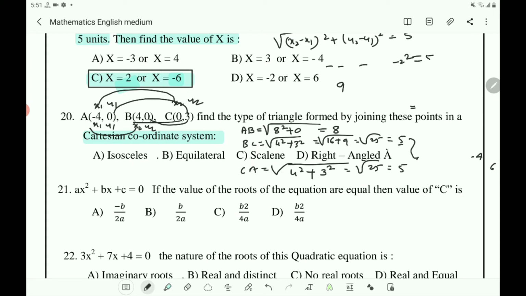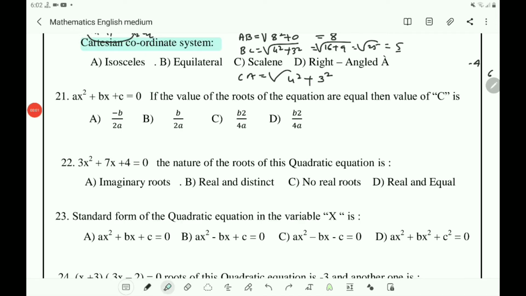So here two sides are equal. Two sides equal means it is an isosceles triangle. Then you write the answer. Option A, isosceles triangle. Note down option A, isosceles triangle.